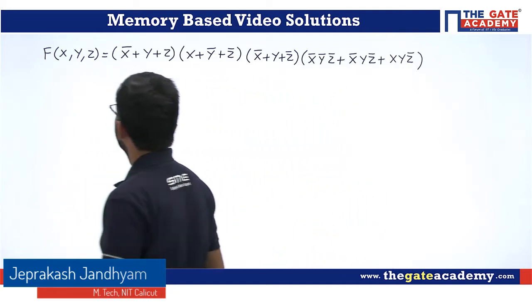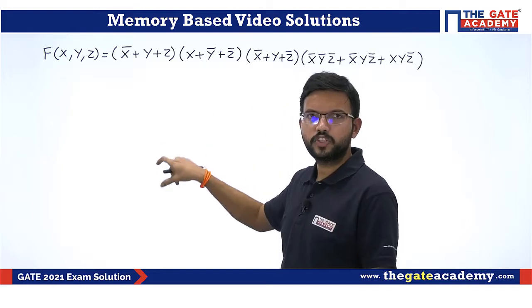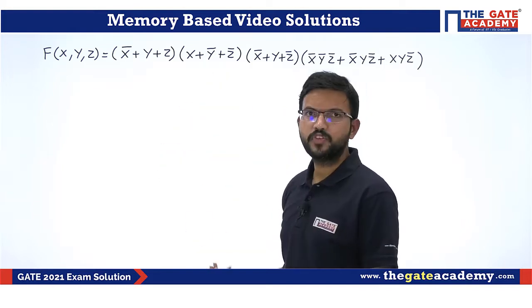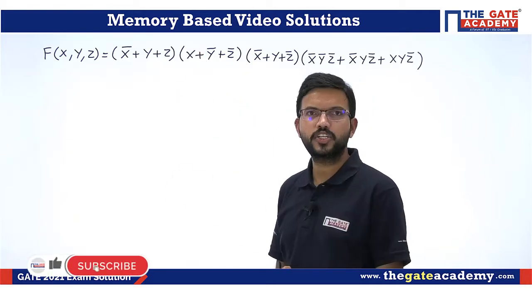So this is the question they have given, and they have given 4 choices regarding the simplified form. You are supposed to find the simplified form of this particular function, right?